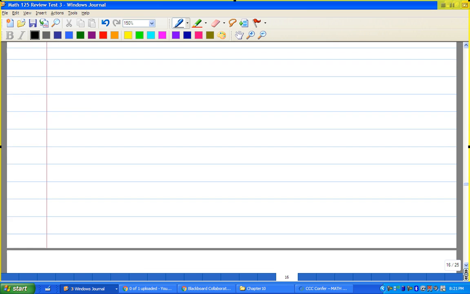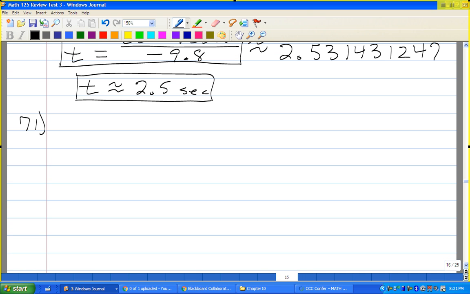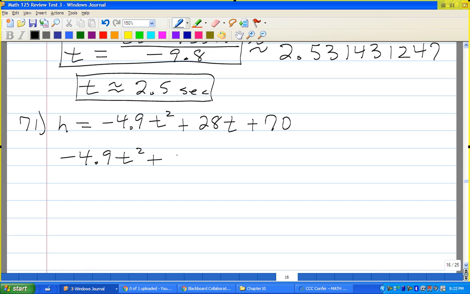So let's do this. So problem 71. h equals negative 4.9 t squared plus 28t plus 70. I want to determine when the height is 0 above the ground. So we just set the height equal to 0 and solve for t.